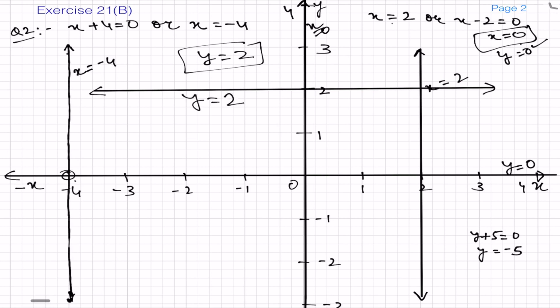Okay, so children, today you will practice exercise 21A. That is very easy, just plotting of the points, and the first 6 questions of exercise 21B.